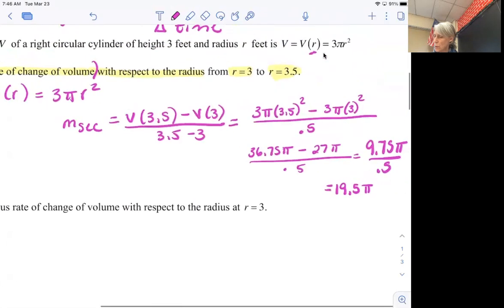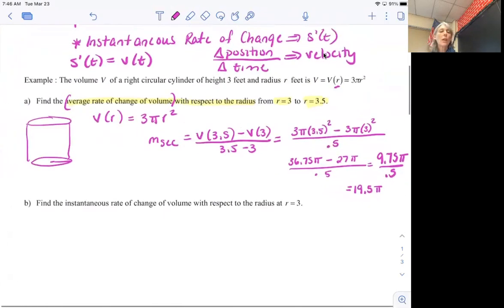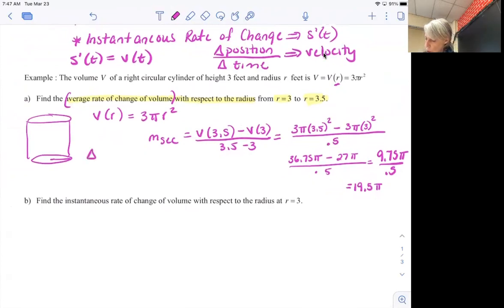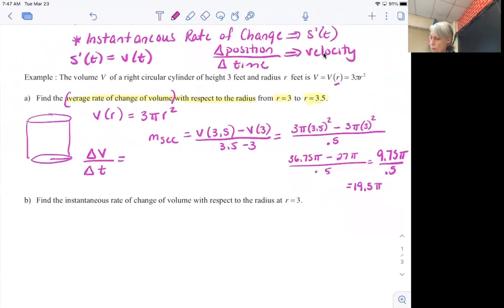Now, when we do these types of problems in calculus, it's going to say indicate units of measure. So we want to think about describing what's changing. If you think about this, we're talking about the change in volume over the change in radius. That's what our slope was, the change in volume over the change in radius. Our volume is in feet cubed, and our radius is given in feet.